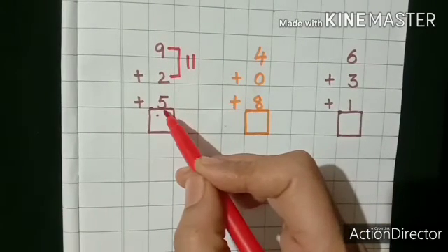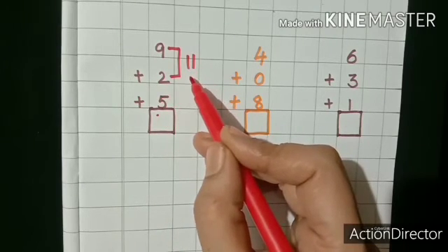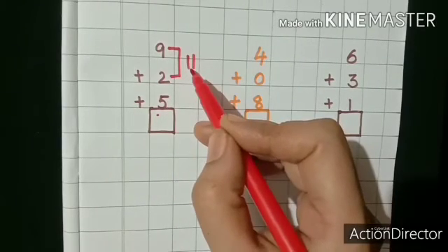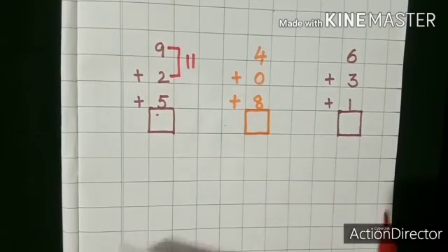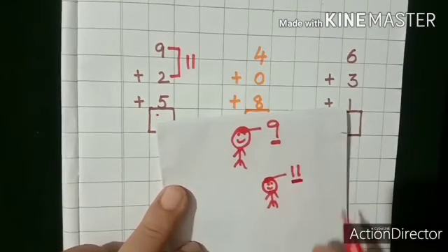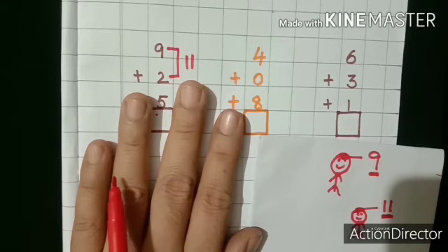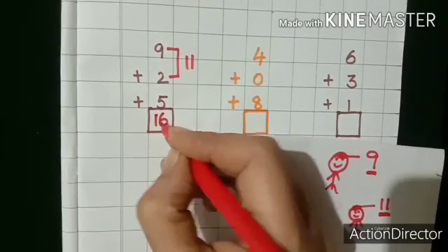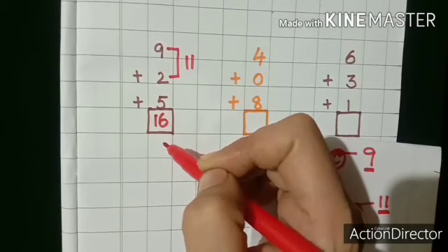Now add the third number also to the sum of 9 plus 2, which is 11. 11 plus 5. Which is the bigger number? 11 is the bigger number. Which is the smaller number? 5 is the smaller number. 11 in my mind and 5 on my fingers. After 11, 12, 13, 14, 15, 16. So 16 is the sum. 9 plus 2 plus 5 is equal to 16.